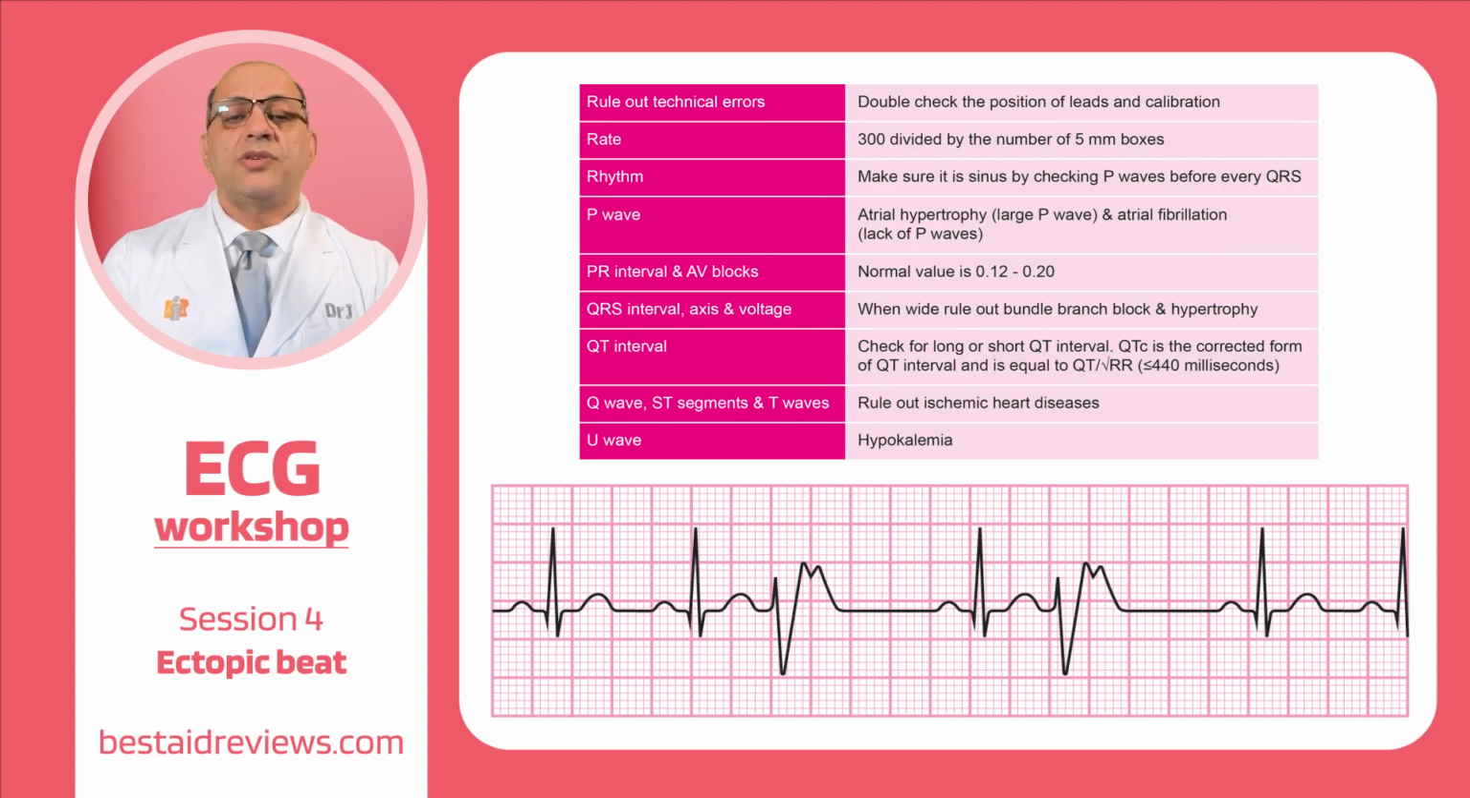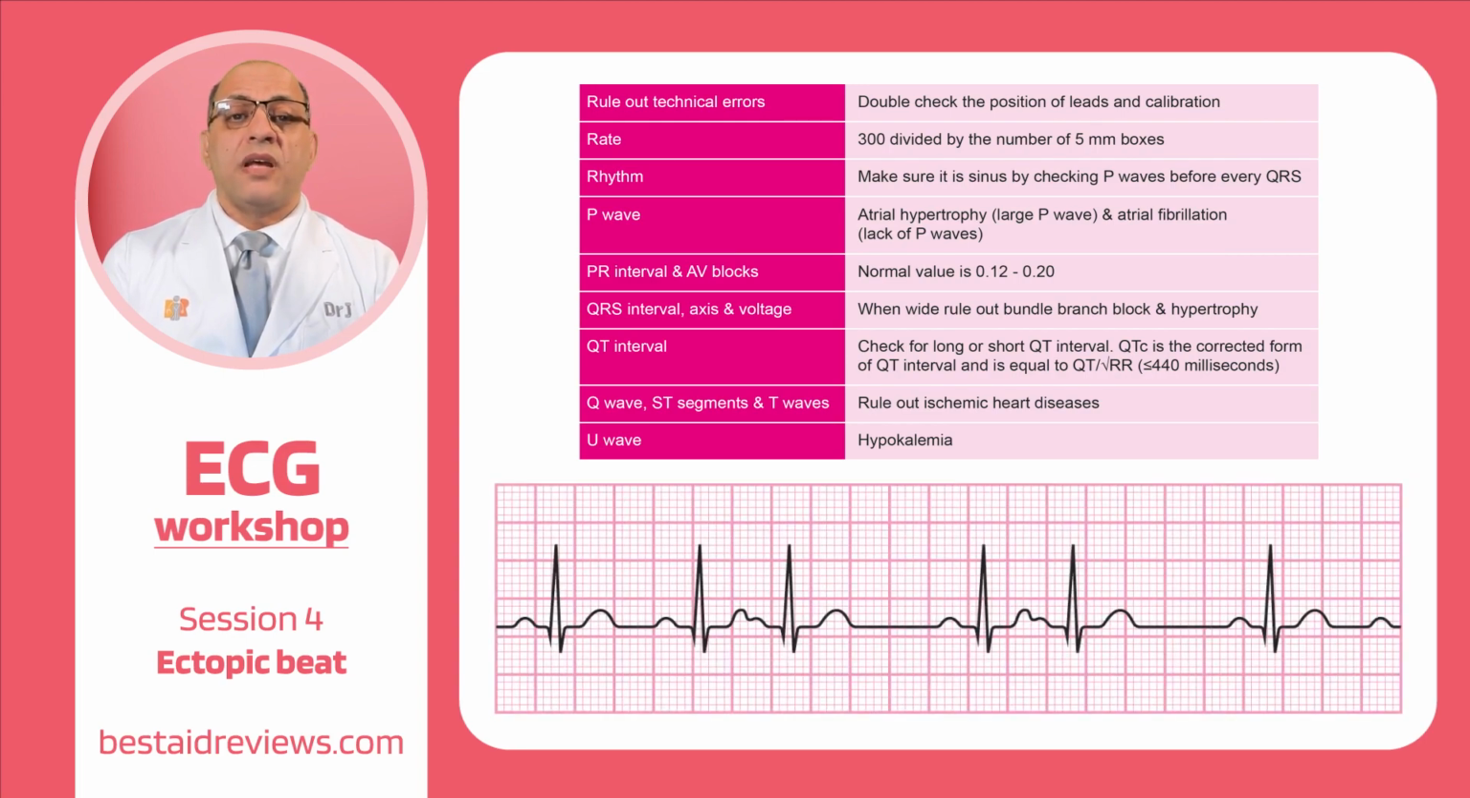Then we look at the QRS complex. After the rate and rhythm, we look at the P wave, and we see the shape of the P wave. And if it exists, if it doesn't exist, it could be atrial fibrillation. We will talk about that in another session. Then we look at the PR interval. If it is prolonged, that means more than a big box, then you have first degree heart block.